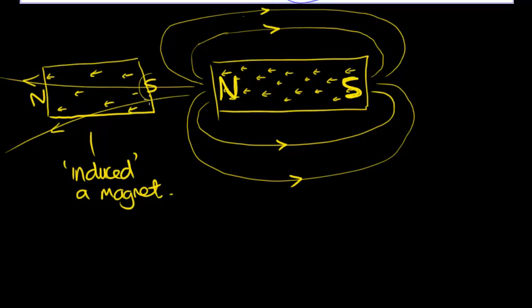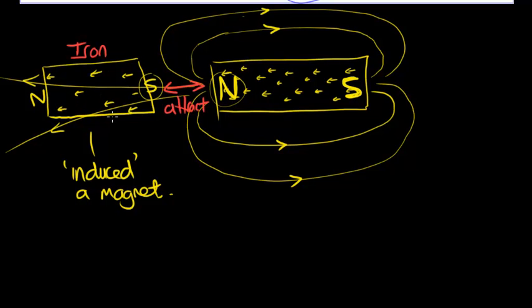And what do you know about unlike poles? Well, we know that they will attract. So that means that we're going to have an attractive force between this iron bar and this magnet. So that's why magnets attract other magnetic material which aren't necessarily magnets in their own right to start with.